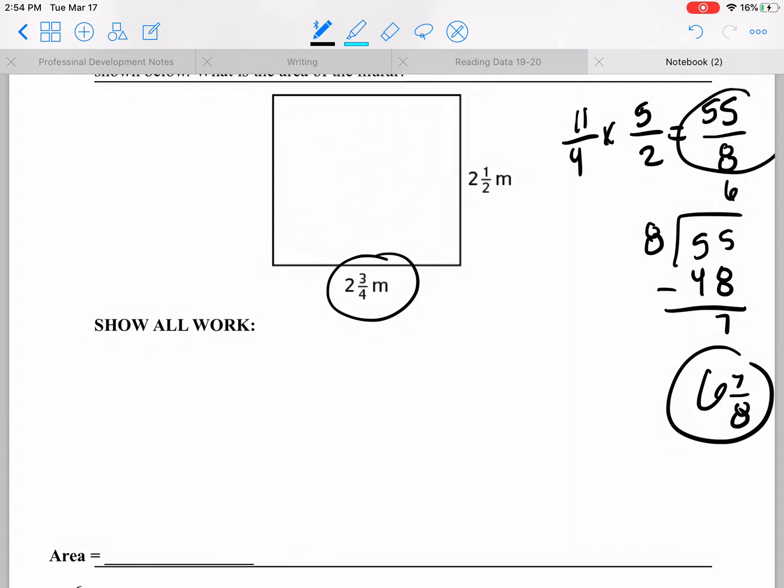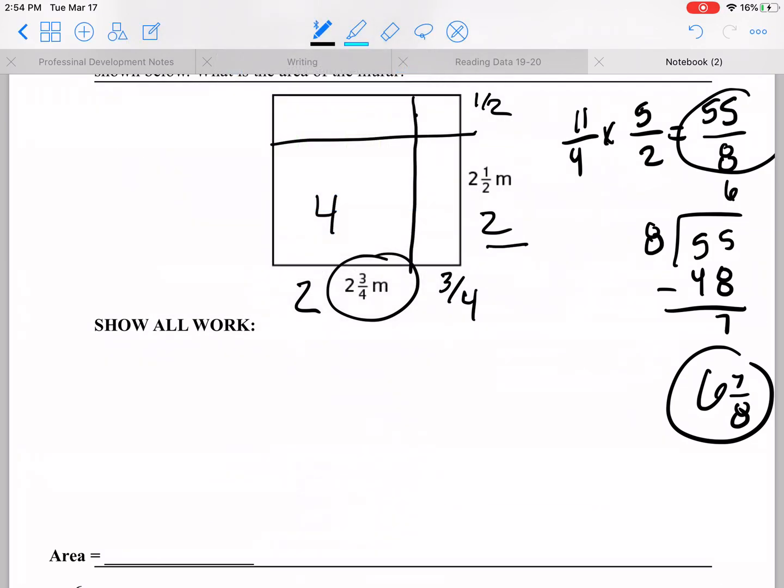If you do the area model, we can use this rectangle we've got right here and break this into 2 3/4 times 2 1/2. 2 times 2 is 4. 3/4 times 2, well, we know that 2 is 2 over 1. So that gives us 6/4. 3/4 times 1/2 is going to give us 3 times 1 is 3. 4 times 2 is 8. 3/8. And then 1/2 times 2 is just going to give us 1, conveniently enough.